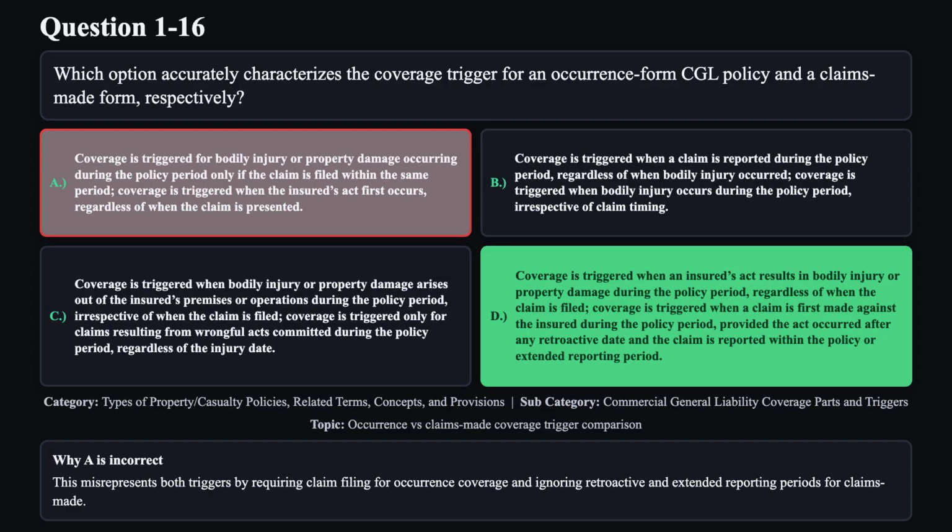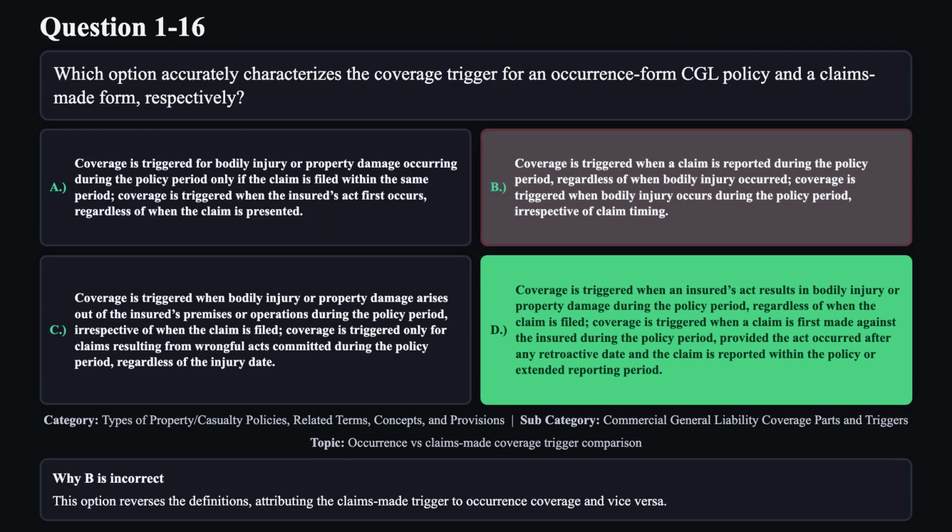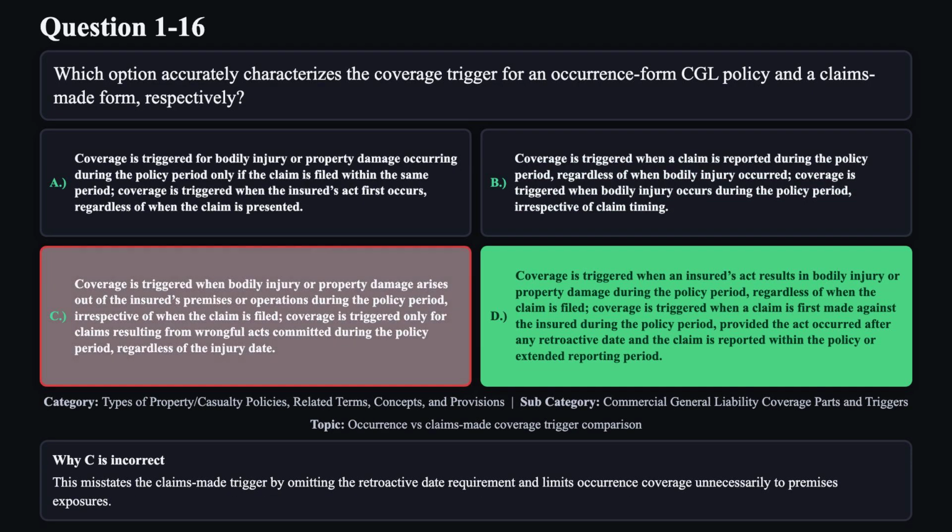Reason A is not correct. This misrepresents both triggers by requiring claim filing for occurrence coverage and ignoring retroactive and extended reporting periods for claims made. Reason B is not correct. This option reverses the definitions, attributing the claims made trigger to occurrence coverage and vice versa. Reason C is not correct. This misstates the claims made trigger by omitting the retroactive date requirement and limits occurrence coverage unnecessarily to premises exposures.